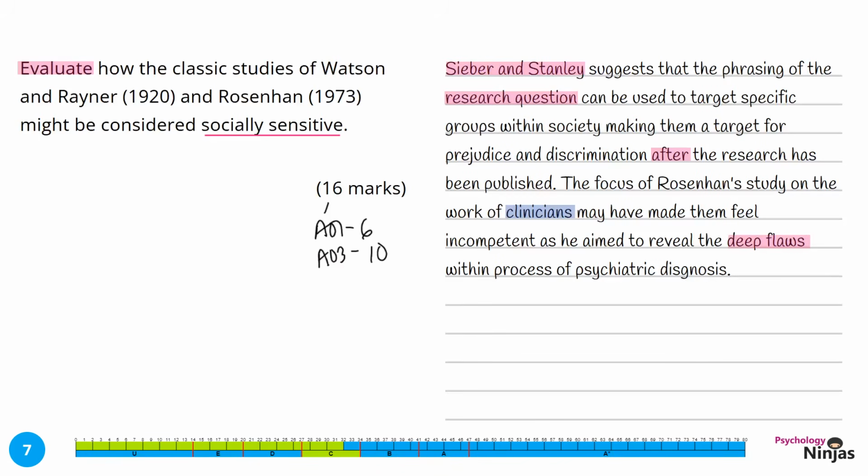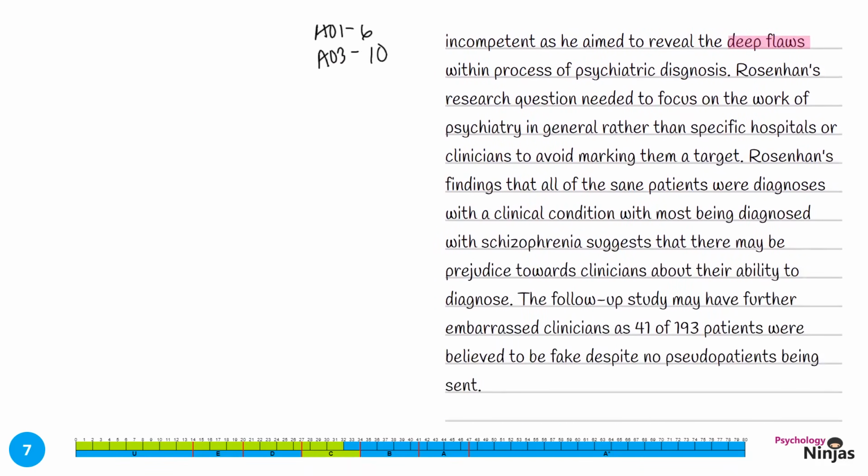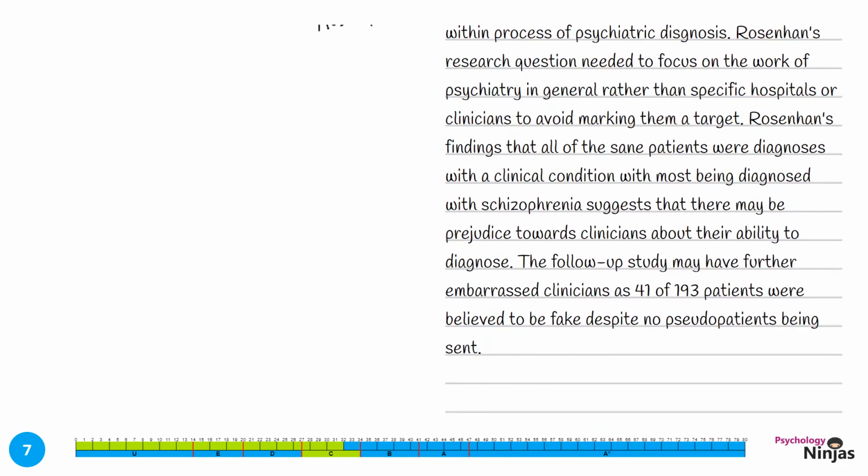We then want to explain how the research question might be problematic or socially sensitive. Rosenhan's research question needed to focus on the work of psychiatry in general rather than specific hospitals or clinicians to avoid making them a target. Rosenhan's findings that all of the same patients were diagnosed with a clinical condition, with most being diagnosed with schizophrenia, suggests that there may be prejudice towards clinicians about their ability to diagnose.